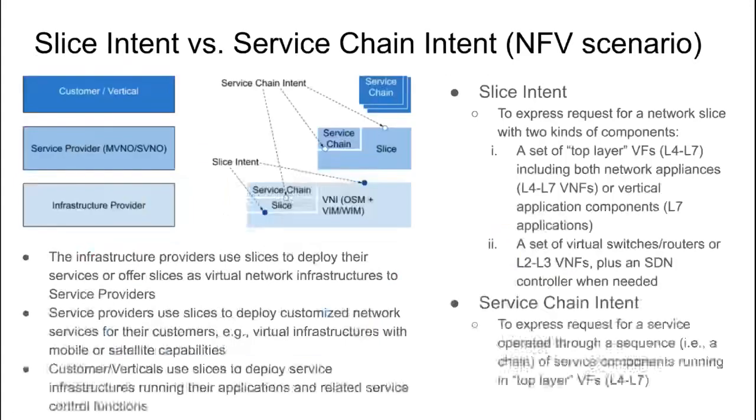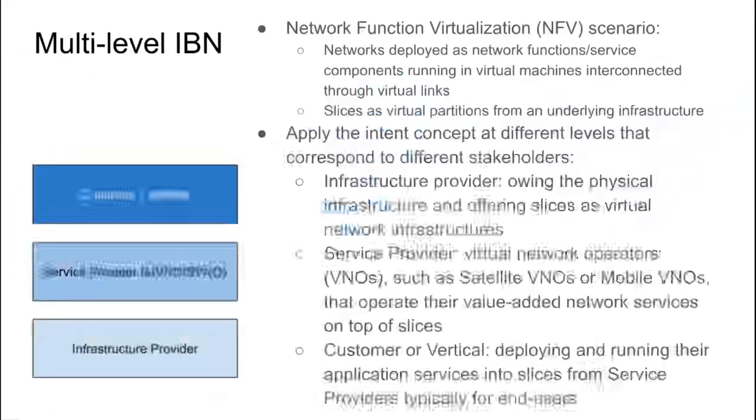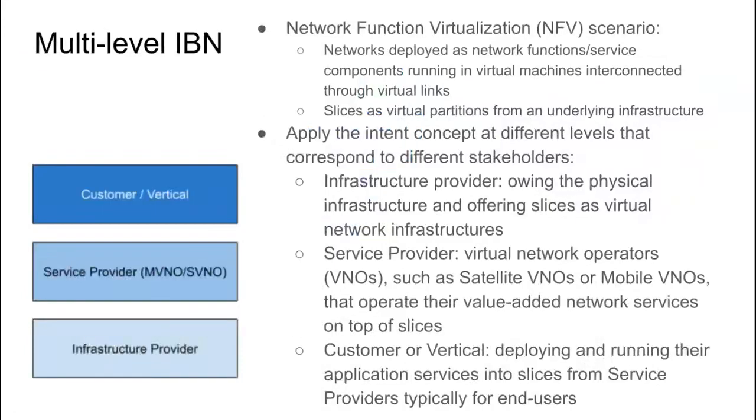When you show that there is like 3 layers, I think on the second slide, or even here, yeah, here. For example, you said there is the customer, the service provider, and infrastructure provider, and you talk about multi-level IBN. So in that case, does it mean that through the IBN layer you can interact directly with the service provider or the infrastructure provider, or it's basically the customer requests something through the IBN and it goes down?